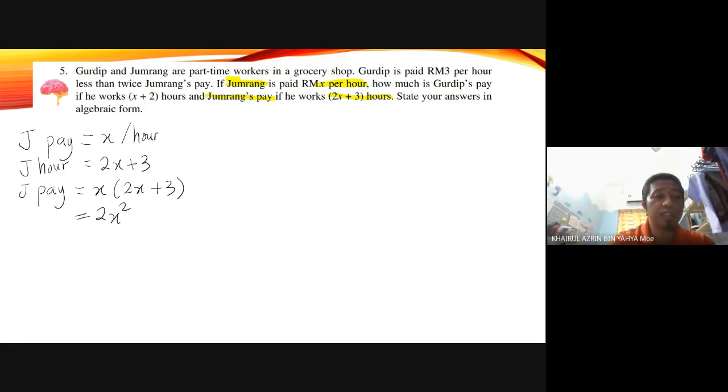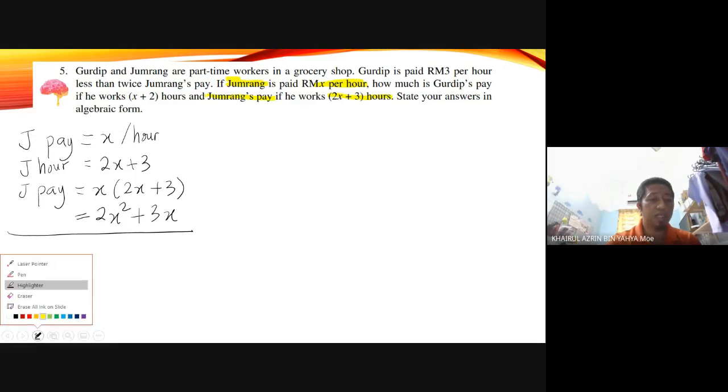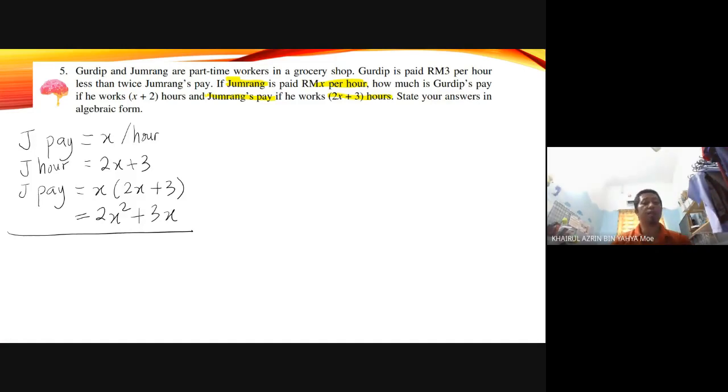That becomes 2x squared plus 3x. Okay, that one is for Jumrang. Let me draw a line. Now we go to Gurdip. I go to the highlighter because I want to use a different color. Maybe this color. Okay, now we go to Gurdip.